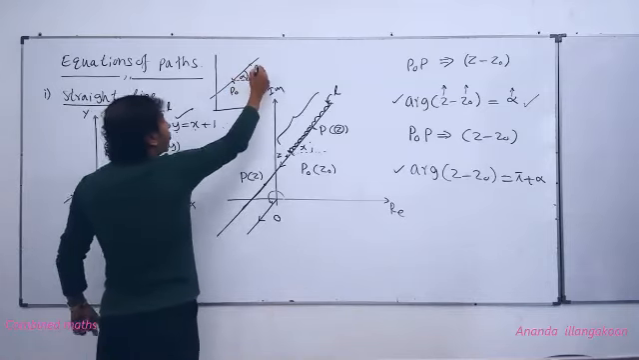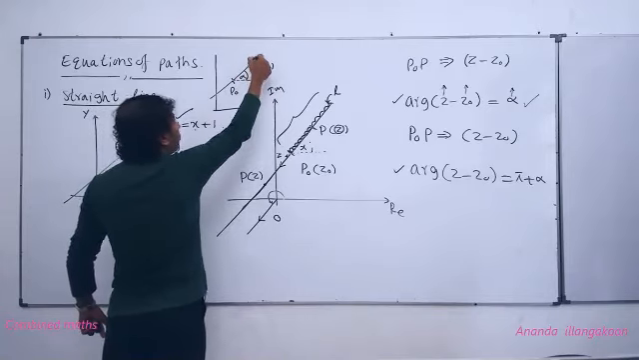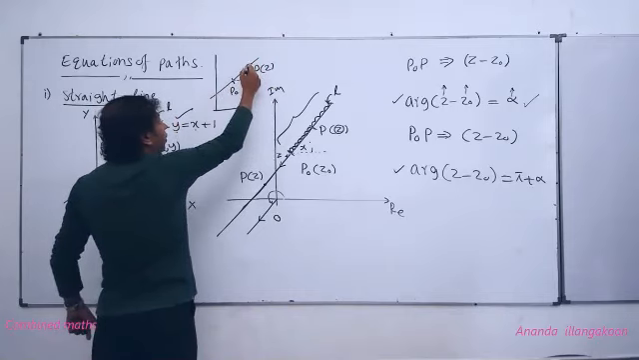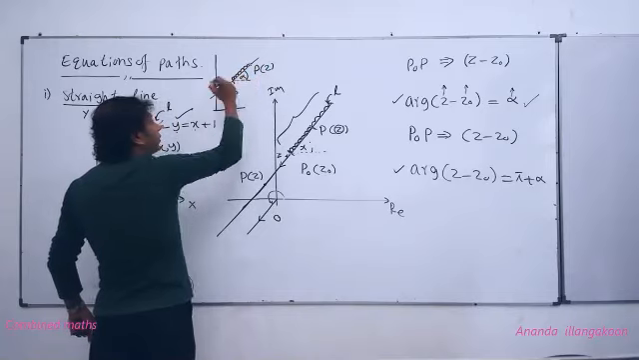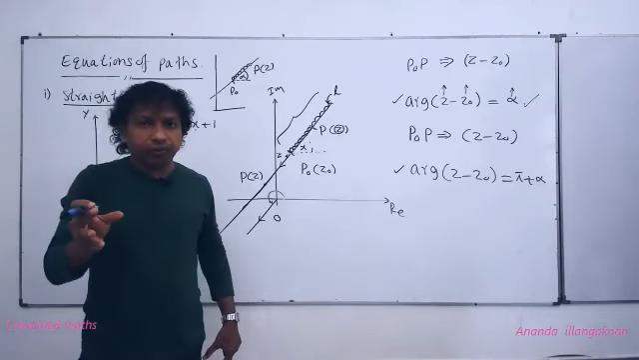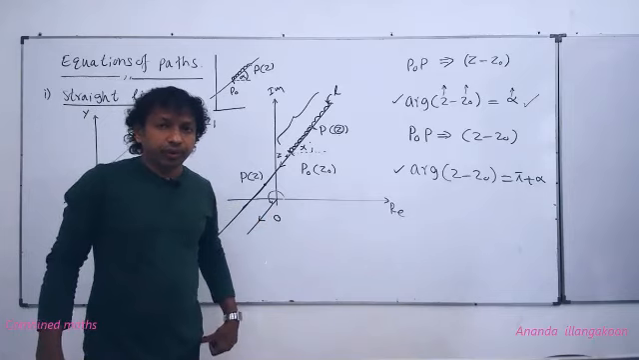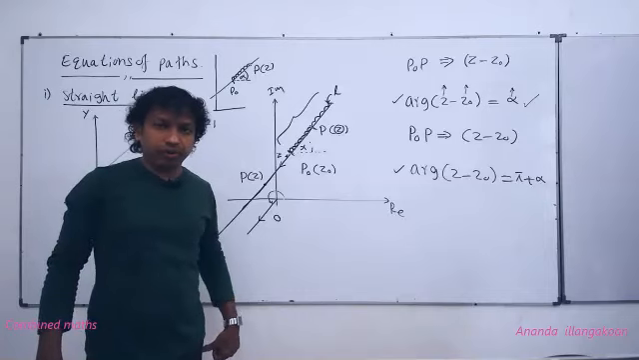Now we said this point P represents the complex number, a variable one that can lie at any point on the line segment above P naught. Suppose while it is moving, it comes onto this P naught. That means the variable point P and P naught now coincide with each other. Now, when P and P naught coincide, do we get a line segment? No, we get a point.